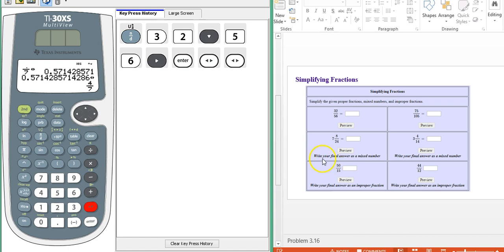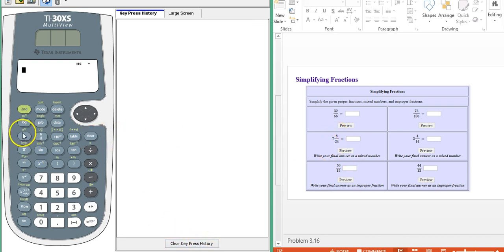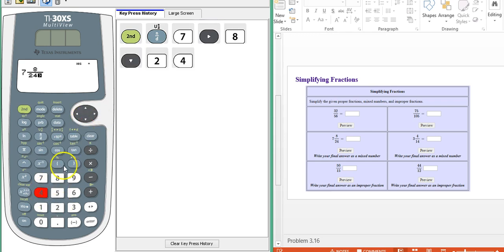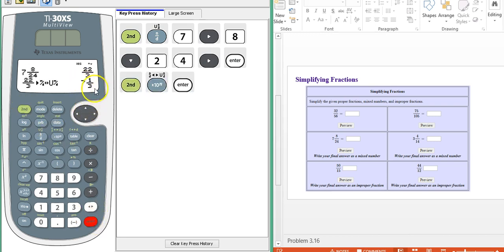Now here we're given a mixed number, but we need to simplify the fractional part. So let's clear this. I'm going to enter the mixed number button, and we have 7 and 8 over 24. Now I'm just going to hit enter. Notice it gave me an improper fraction. I need to write my final answer as a mixed number, but to change it to a mixed number, I'm just going to hit second and this button. Now there it is as a simplified mixed number. So it will move back and forth between the different forms.